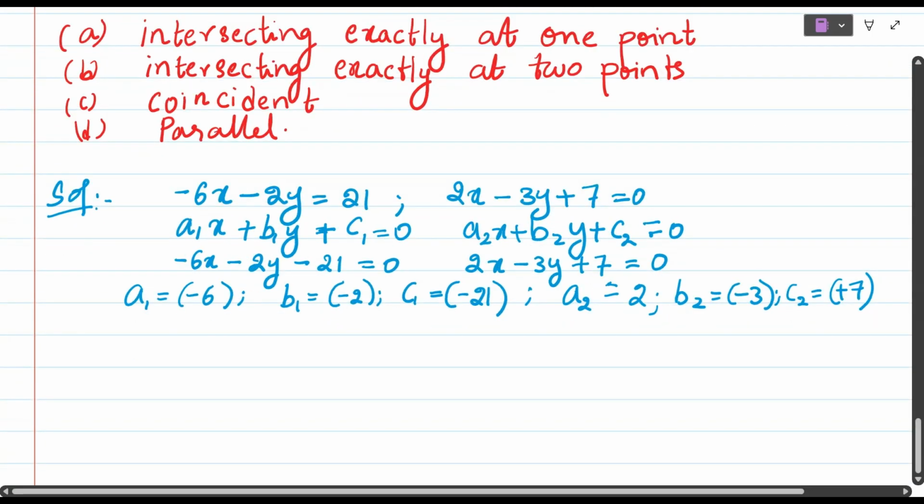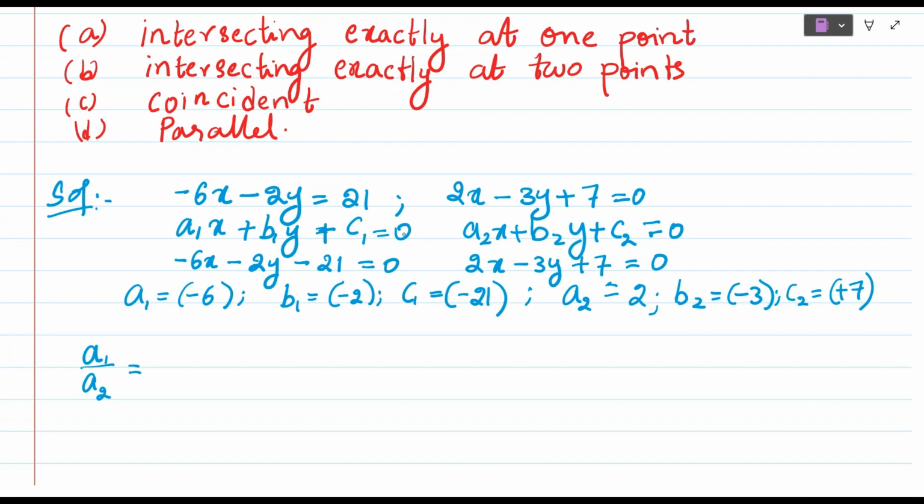So what is the ratio of A1 by A2? Apply the values here. A1 is minus 6 by A2 is 2. That is equal to minus 3 we got. Next, let us find the ratio of B1 by B2. B1 is minus 2 and B2 is minus 3. So the answer is 2 by 3. The ratio is 2 by 3.